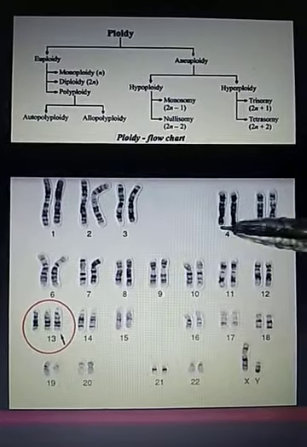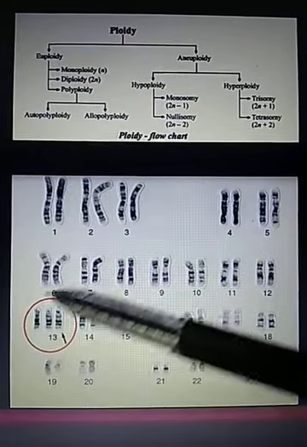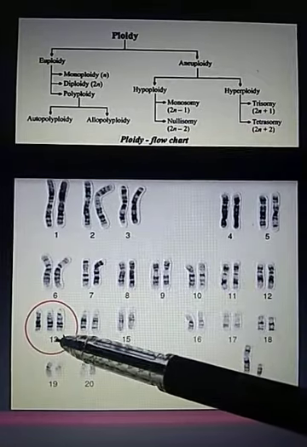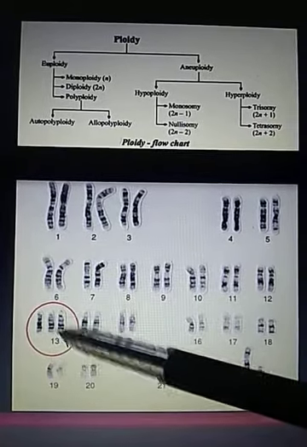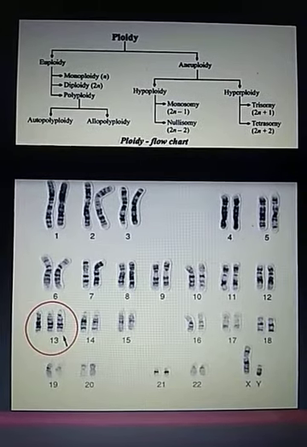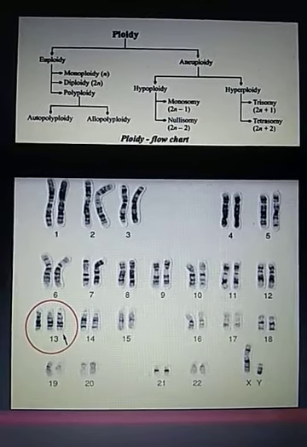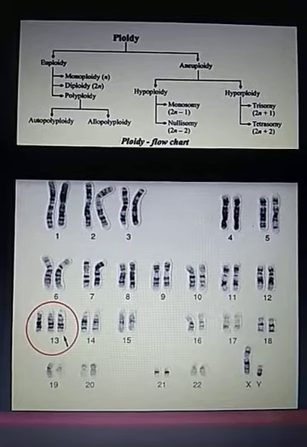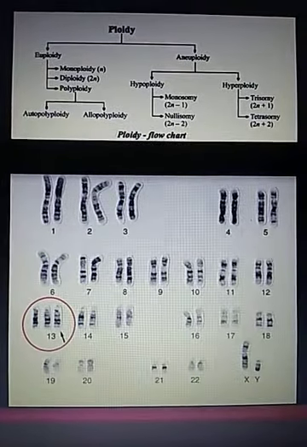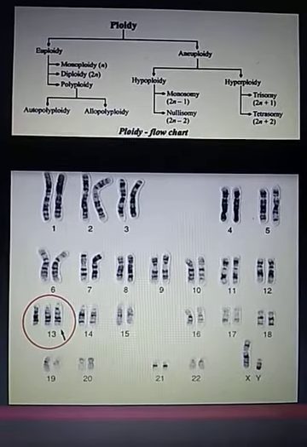This is the karyotype of the human genome. See here the 13th chromosome, one of the homologues is getting doubled. So this is different from what we have understood yet. We have understood in euploidy that the complete set gets doubled or tripled and so on. But what if only one or two chromosomes get doubled or tripled?